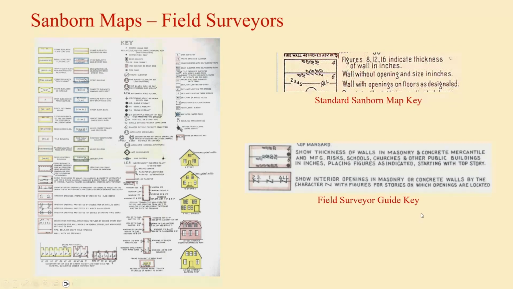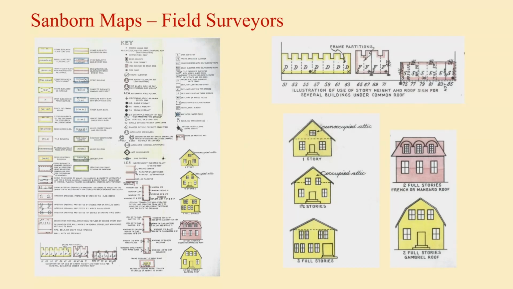This map also includes some diagrams showing them how to handle multiple buildings under a single roof, and down here how to tell the difference between a 1-story, a 1.5-story, and a 2-story building. So the surveyors went out in the field armed with these guides and information here to prepare these maps.